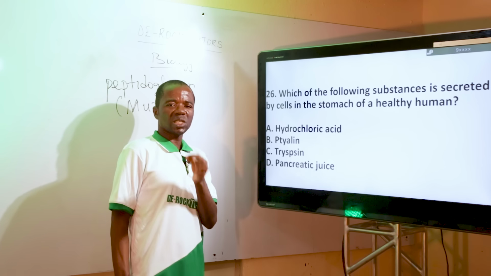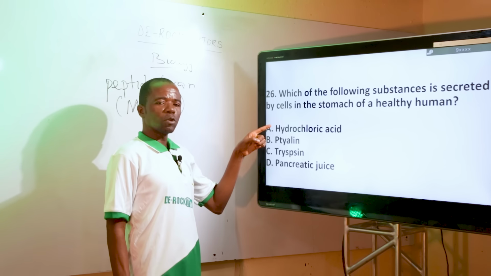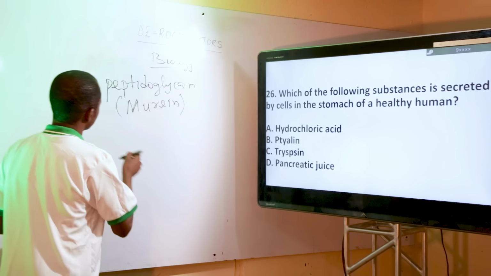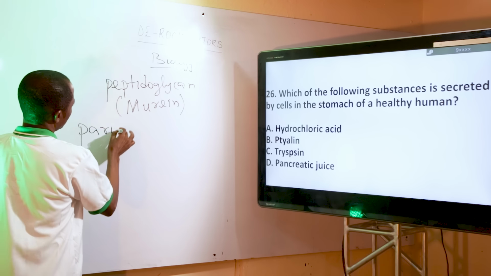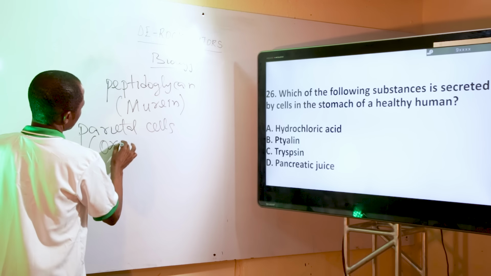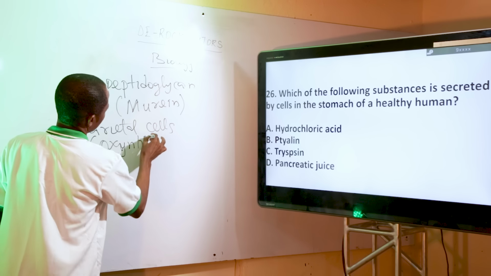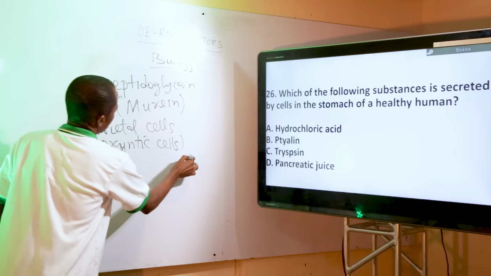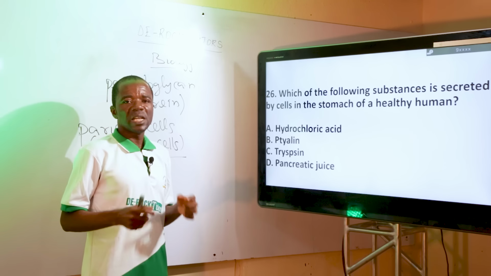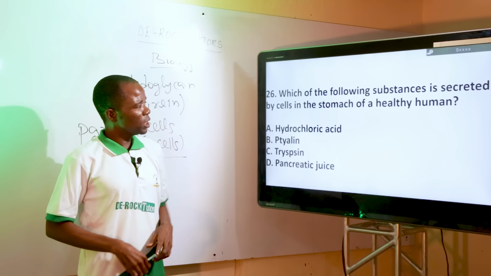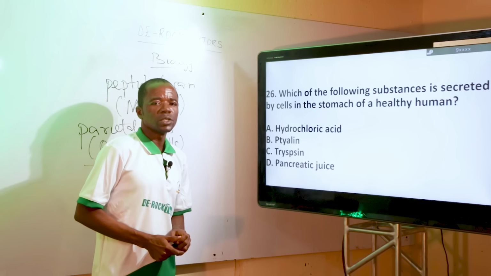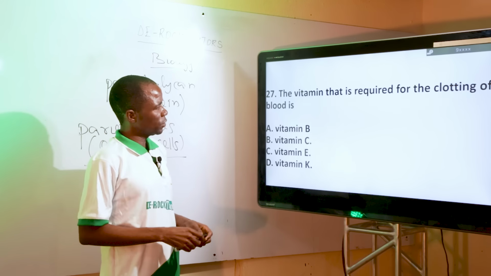As a matter of fact, the cell of the stomach that produces hydrochloric acid in a healthy human is called the parietal cell or oxyntic cell. Parietal cells can also be called oxyntic cells. So, parietal cells or oxyntic cells, those are the epithelial cells present in the stomach responsible for the production of hydrochloric acid. So for number 26, the correct answer is option A. Let's go to number 27.